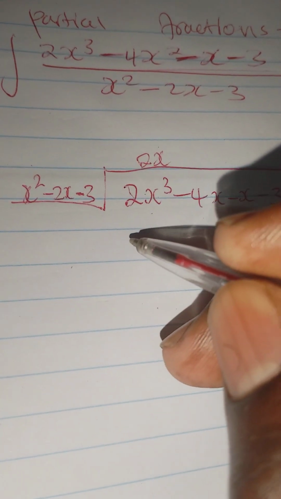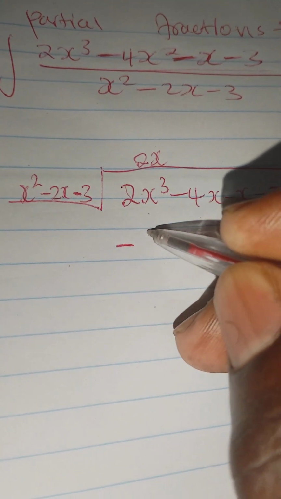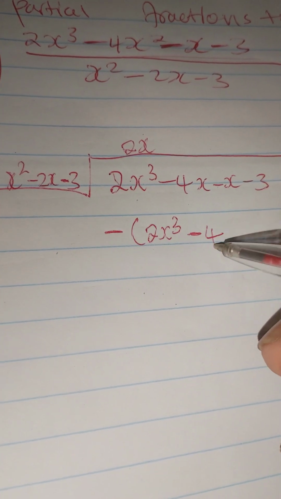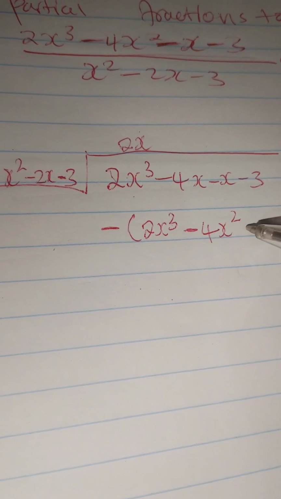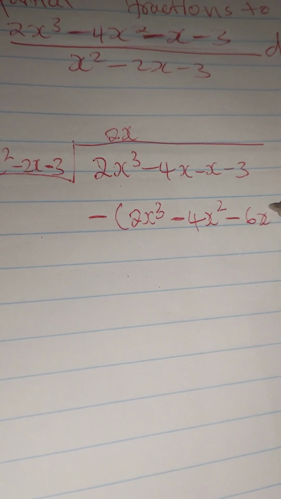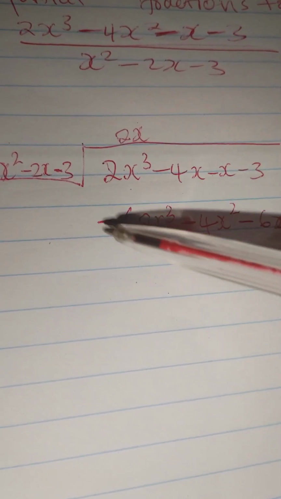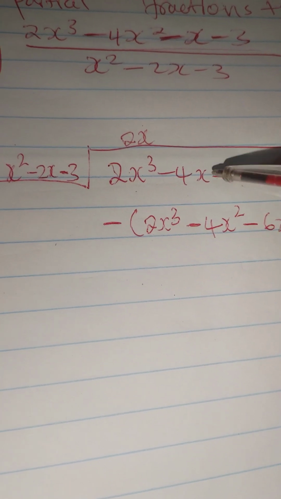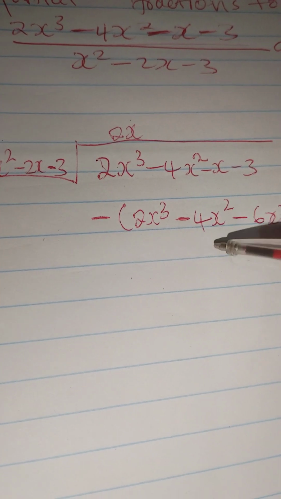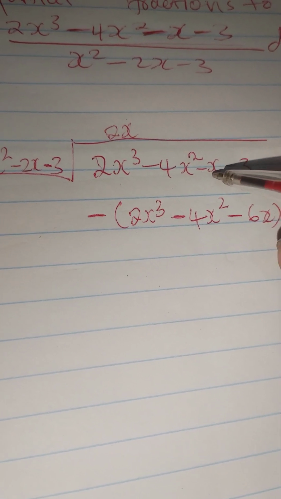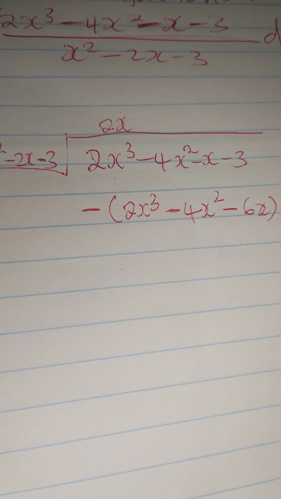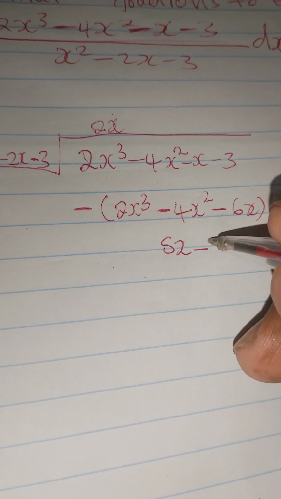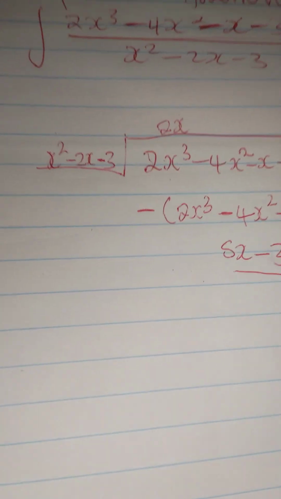If you multiply 2x by everything and subtract the results, you will have 2x cubed minus 4x squared and then minus 6x. If you are subtracting these, you can see that this one will cancel this one, and then you're going to have minus x plus 6x, because you open the brackets with the negative, which means you're going to have 5x and then minus 3. So this is what we call the remainder. This is how you integrate.